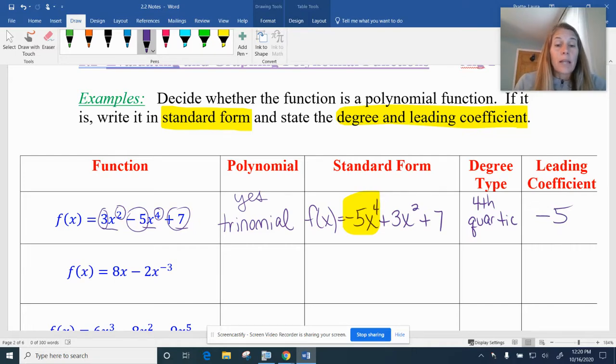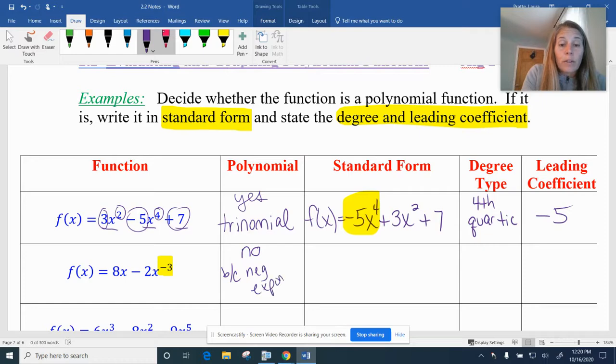Okay, so let's look at the next example. So this one here, right away, I see that this exponent has a negative on it. So I know that this is not a polynomial, and that is because of the negative exponent. So I don't need to do anything else here because it's not a polynomial, so none of the other stuff is going to apply.